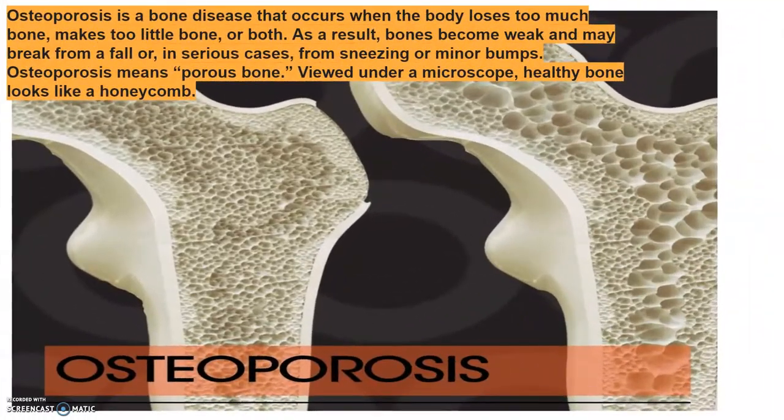Osteoporosis. It is an age-related disorder, and here a decrease in bone mass may occur, with increased chances of fracture. A decreased level of estrogen is a common cause, especially in females, in age-related disorders. The body starts losing bone, which becomes too brittle, with too little bone, and the bones become weak and break or fall, in a serious case, from sneezing or minor bumps. So osteoporosis means porous bone. You can see here the pores in a diseased person. Healthy bones look like a honeycomb, and this looks like one with more pores.